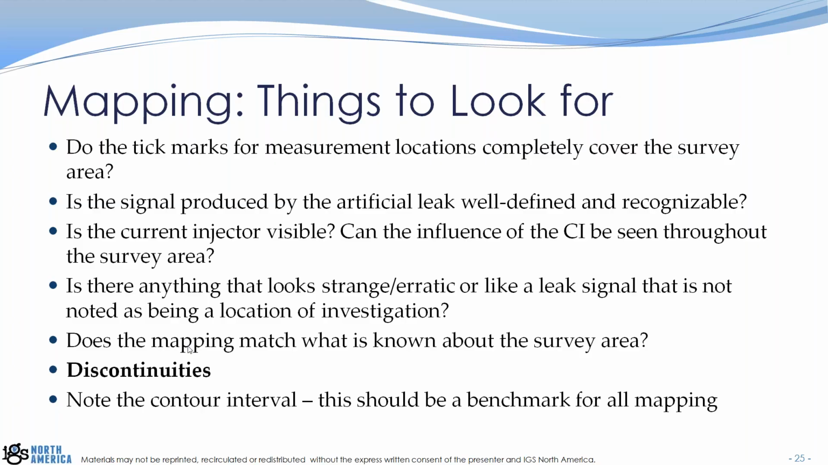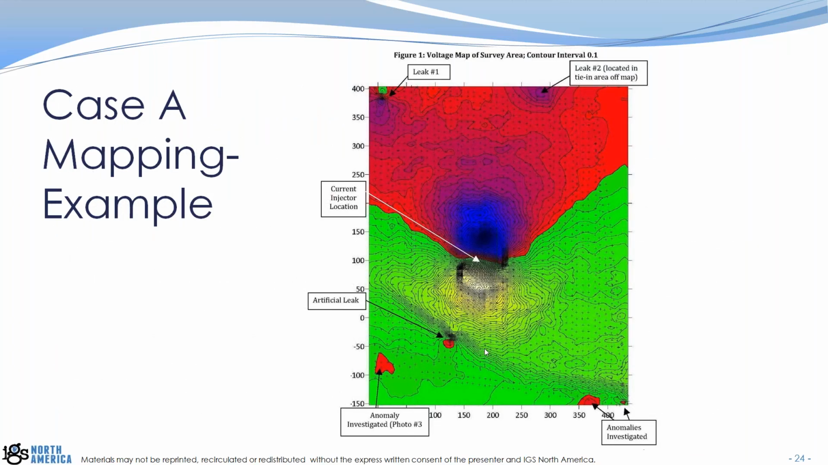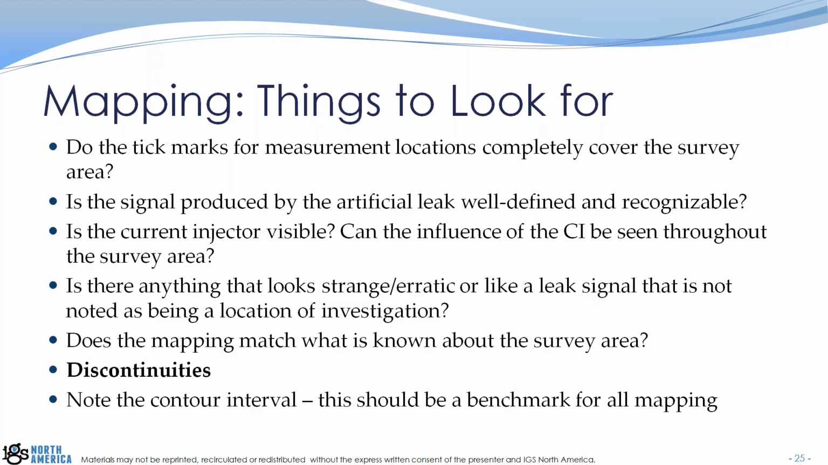Does the mapping match what is known about the survey area? So for example, this line right here showed exactly where there was standing water. You can also see, as I said, LCRS trenches show up. So if it doesn't look like the conditions were during the test, there might be something wrong.